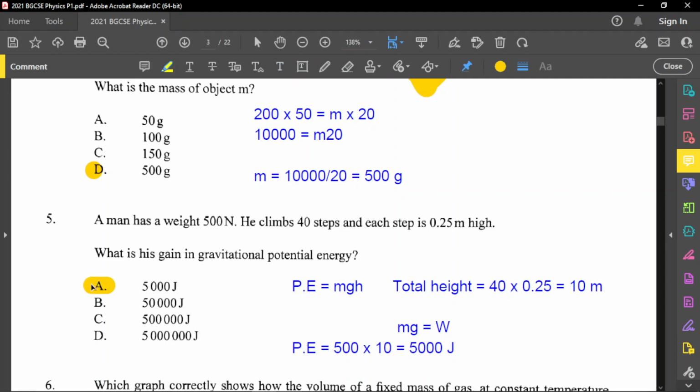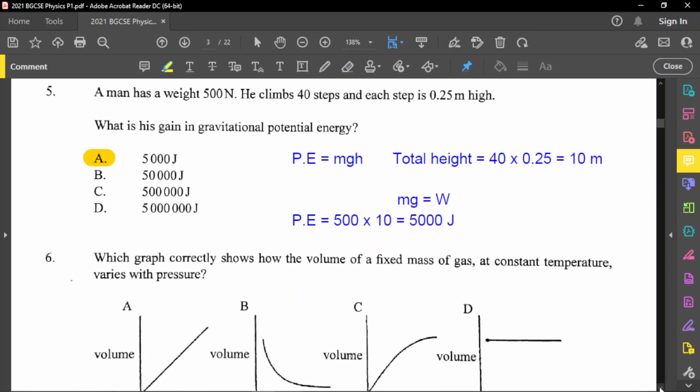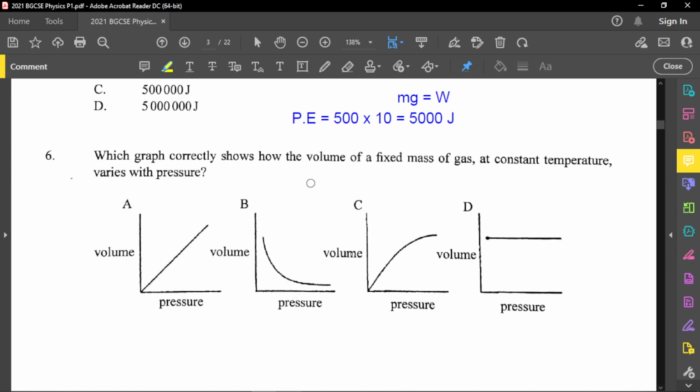Now we are good to go to question number 6. Let's scroll down a little bit to that. Question number 6: which graph correctly shows how the volume of a fixed mass of gas at constant temperature varies with pressure? For this one, when you see constant temperature, you know that you're talking about Boyle's law. Boyle's law states that volume is inversely related to pressure. So the higher the pressure is, the smaller the volume will be. Think about gases: if you squeeze them together by increasing pressure, the volume will decrease.